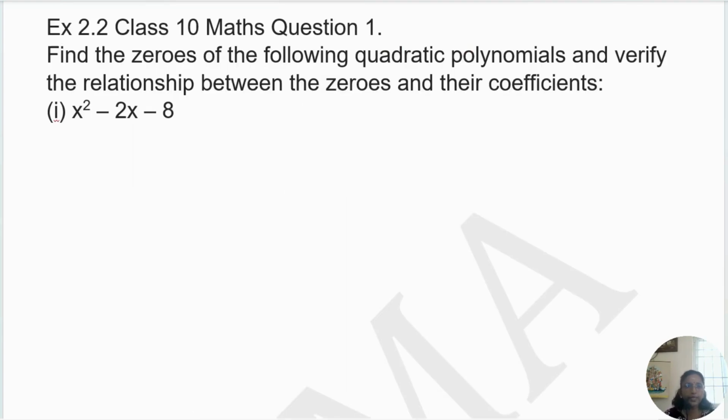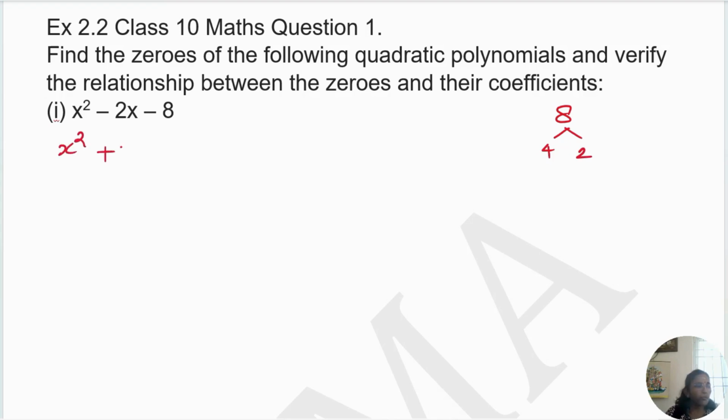Now coming to the next exercise, 2.2. First question: find the zeros of the following quadratic polynomials and verify the relationship between zeros and their coefficients. The equation is x squared minus 2x minus 8. So find the factors for 8. So 4 twos are 8.